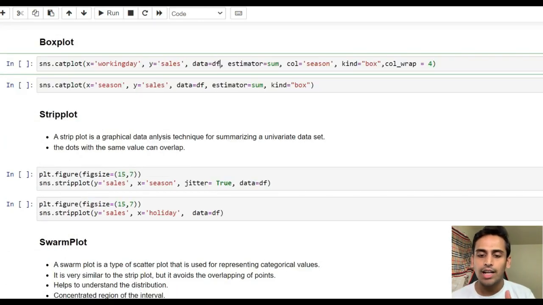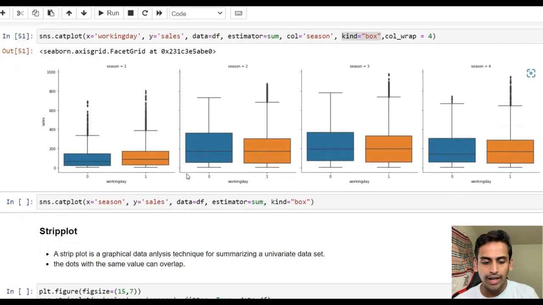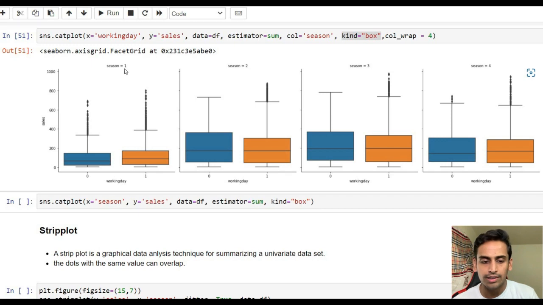And similarly, using the cat plot, we can also plot the box plot. We just need to provide kind equal to box, and it will create the box plot for us. Since we have mentioned column equal to season and column wrap equal to 4, it has created the 4 different seasons, and each one represents one particular season. 1, this is for 2, this is for 3, this is for 4.